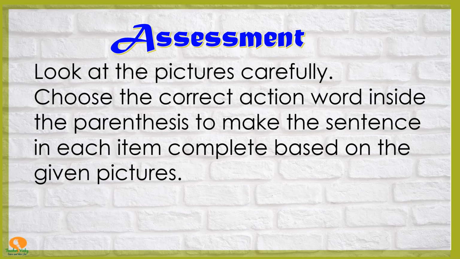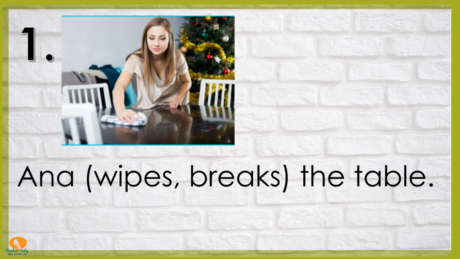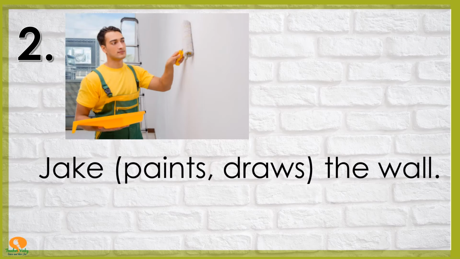For your assessment, look at the pictures carefully. Choose the correct action word inside the parentheses to make the sentence in each item complete based on the given pictures. Number 1. Anna wipes or breaks the table. 2. Jake paints or draws the wall.